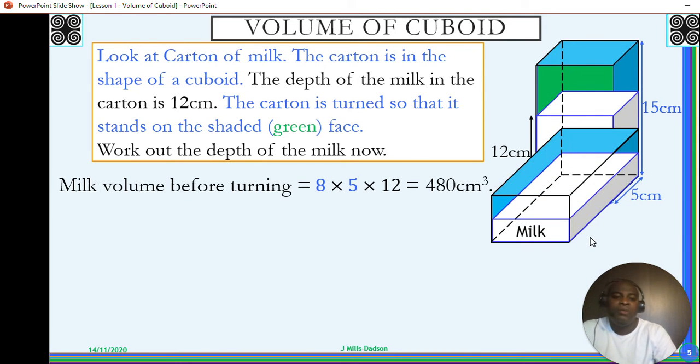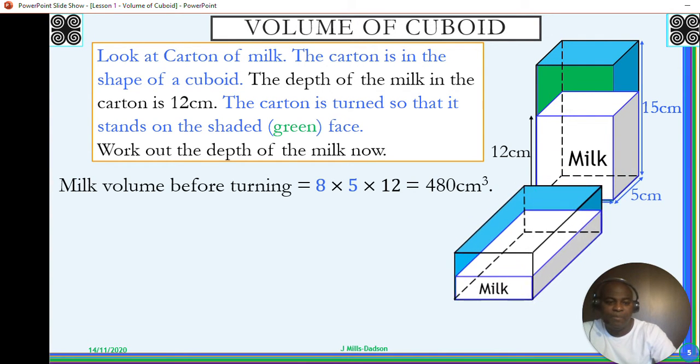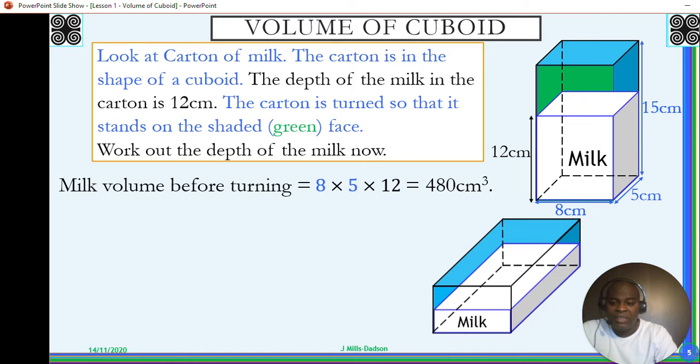Now, we've turned the carton down, and you realize that the shape of the milk has also changed inside the cuboid because it's liquid. Let's pull it aside. Now you realize that the milk is still the same, so the volume of the milk will not change. But if you look at the dimension, this 8 is the same as the top 8, so this side should be 8. The long side, which is the height 15, is the one at the bottom here.